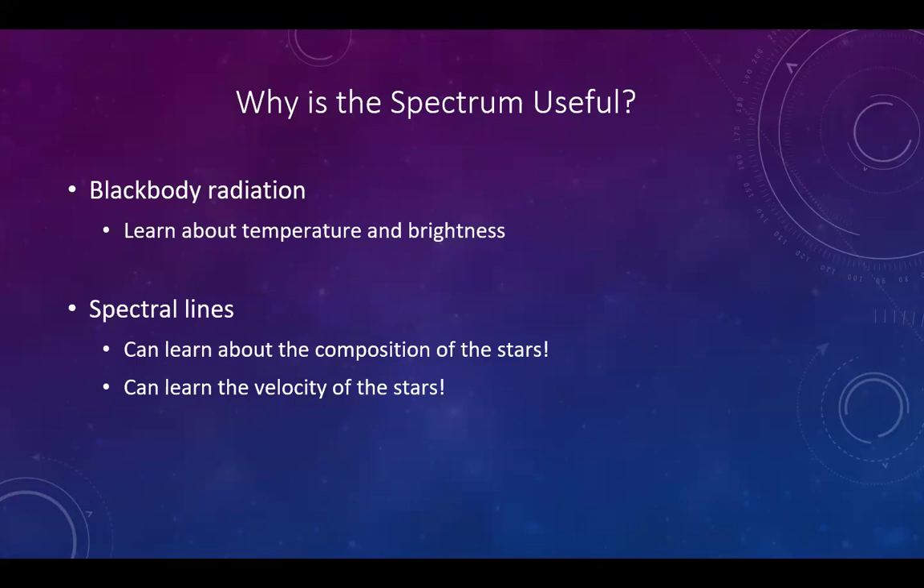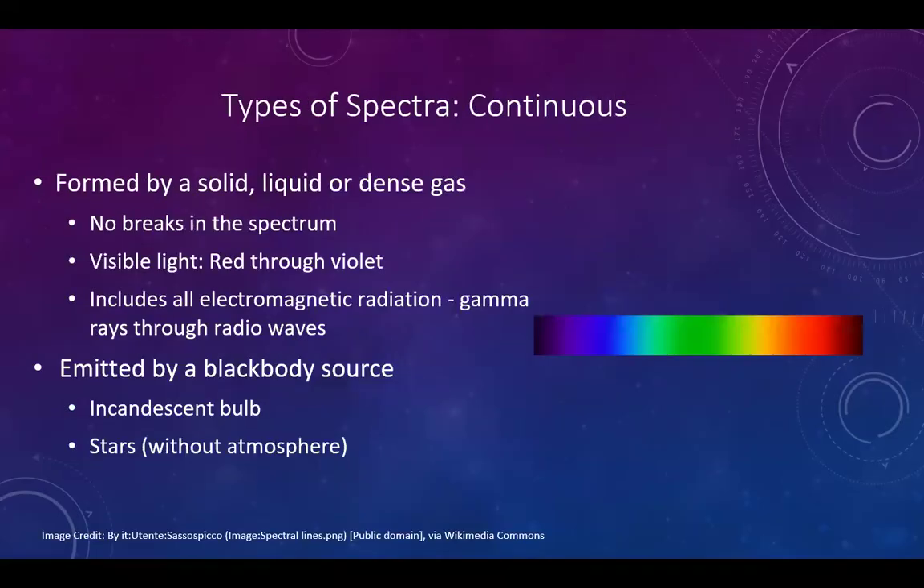Also, because these are tied to elements, they're the same everywhere. So if they're offset from where they should be, this ties to the Doppler effect, and that lets us measure the velocity of the stars. So spectral lines give us lots of information. They tell us what the light has passed through, and they also can tell us how fast things are moving.